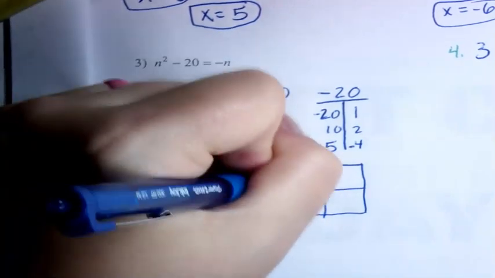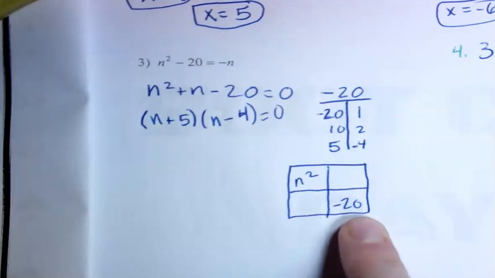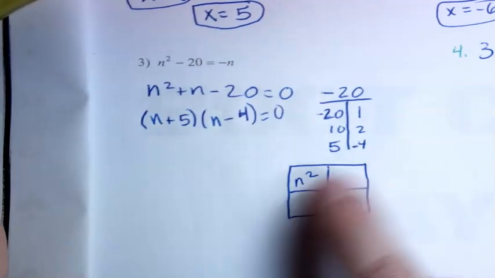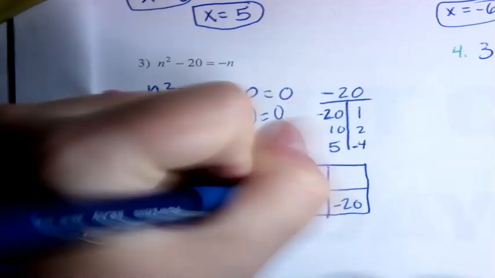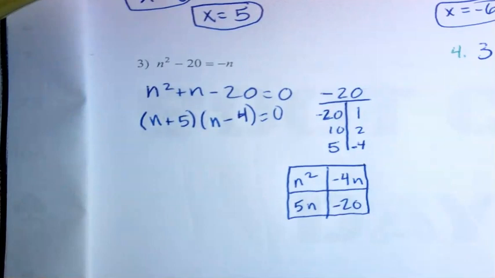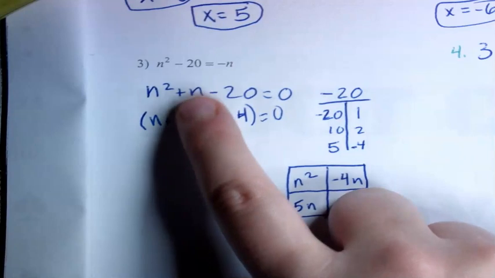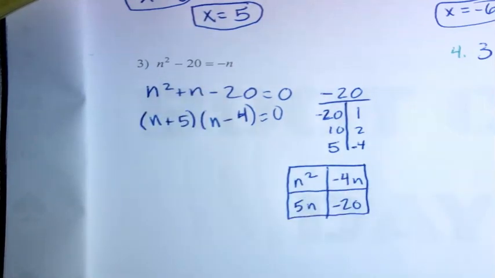Your a coefficient, n squared, is going to go here. Your c coefficient, negative 20, is going to go here. And these two boxes are where your 5 and negative 4 go. And they need to have n's next to them, because if you add them together, they're going to equal that b coefficient, which has an n next to it. And if you remember these words, greatest common factor, that is what we're trying to find in the columns and the rows.